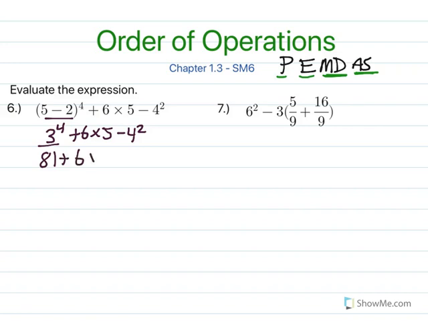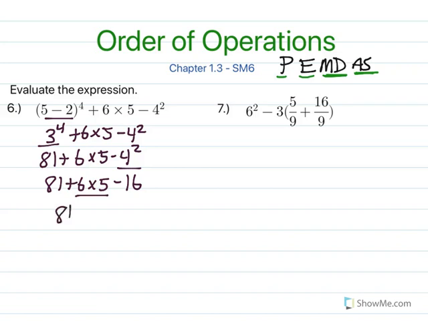Plus 6 times 5 minus 4 to the 2nd power. Do I have any more exponents? I do, right here. So I bring down the 81 plus 6 times 5 minus 4 to the 2nd power is 16. Now I need to decide, do I have any more exponents? No. Do I have multiplying and dividing? I do, right here, multiplying.